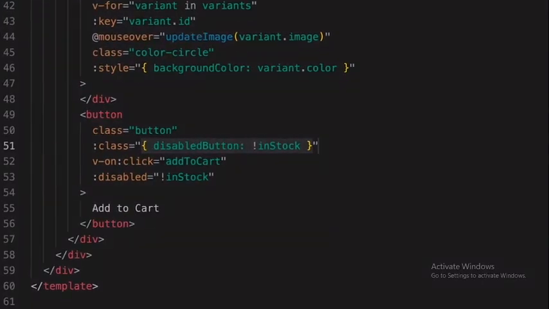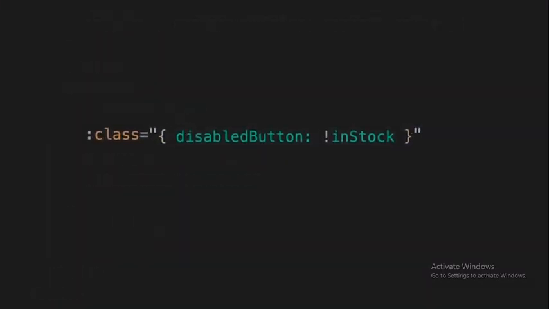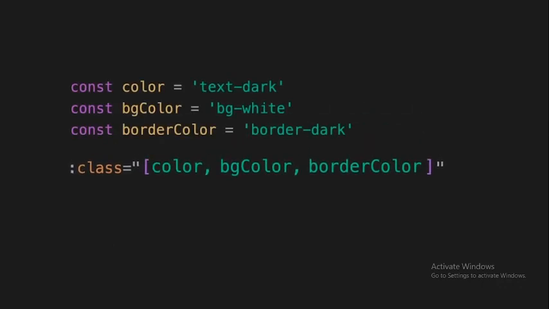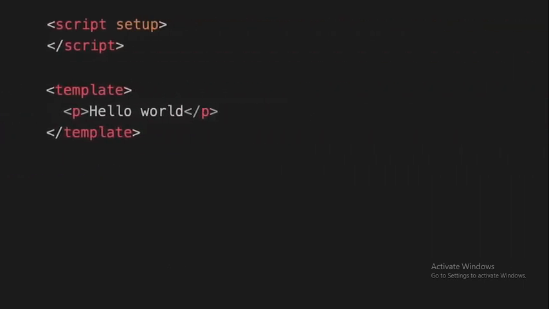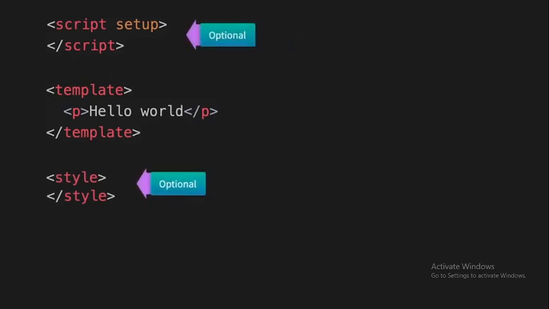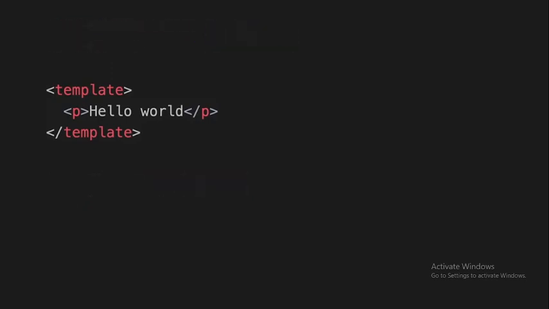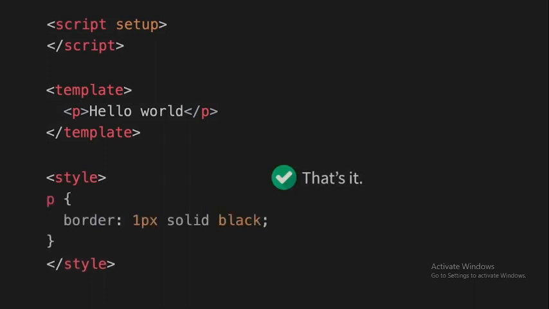The class binding can also be used with an array instead of an object. This can make it easier to use a bunch of string variables as class names. Finally, I want to wrap up this course with a mention of the optional style tag. Technically, script is also optional. So technically, you can have just the template if that's all you need. The style tag is simple. You just put CSS in it and it works.